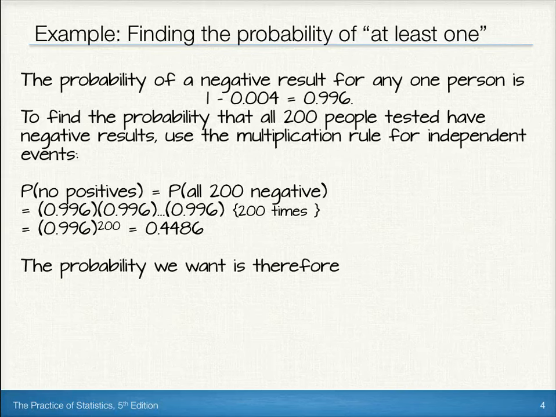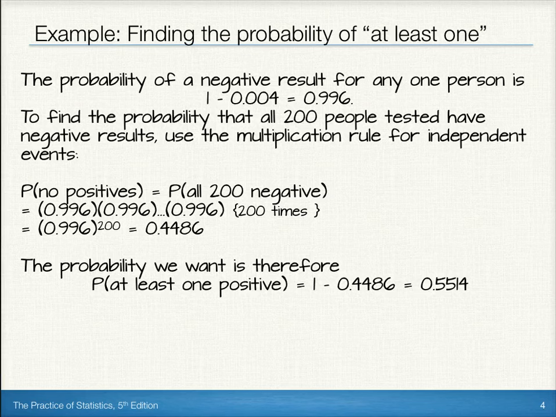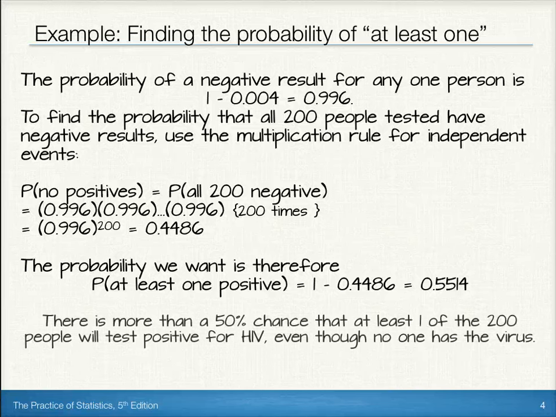Now the probability we want is actually 1 minus 0.4486. We want the probability of at least one positive, which is 1 minus the probability of all negatives. 1 minus 0.4486 is 0.5514, or 55.14%. So, there's more than a 50% chance that at least one of the 200 people will test positive for HIV, even though no one has the virus.